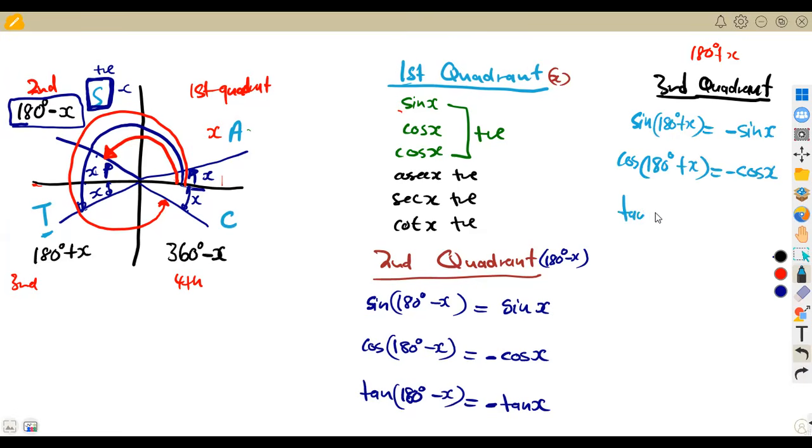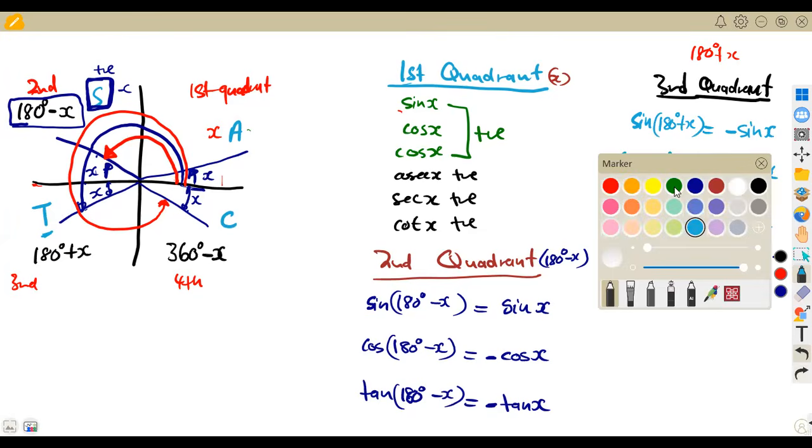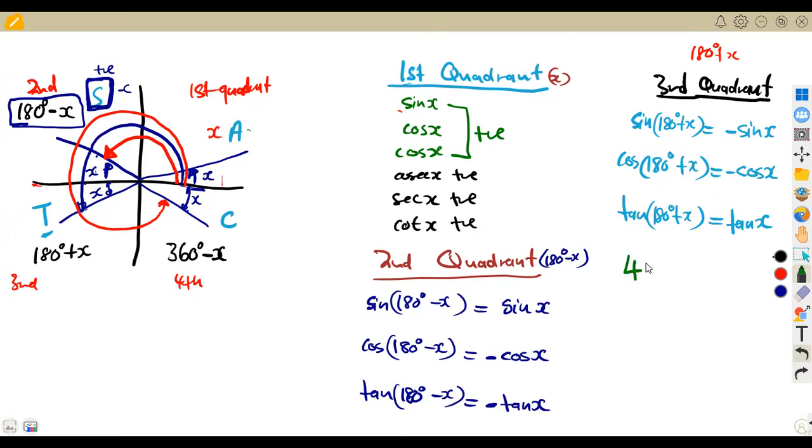Then the tan of 180 degrees plus x. This one is going to carry a positive because in this quadrant, tan is positive. So that will be positive tan x. All right, so this is our third quadrant. Then we've got our fourth quadrant, so let's see the application of the fourth quadrant.